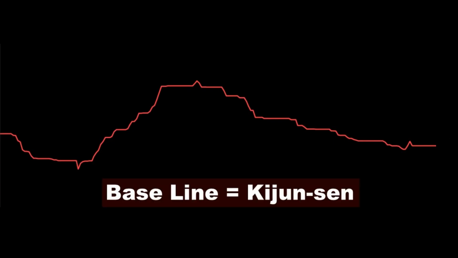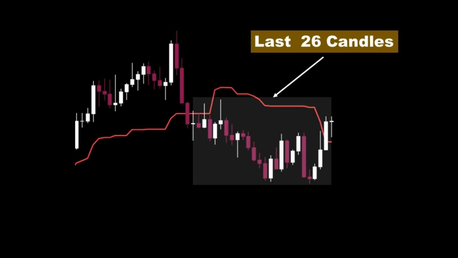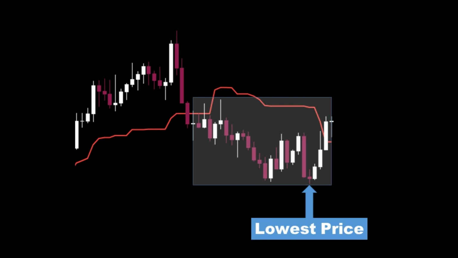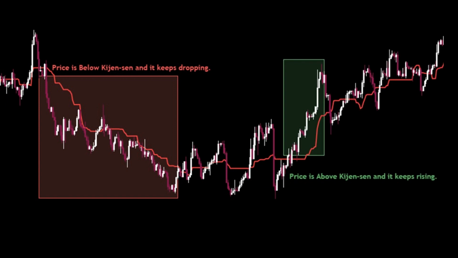Next line is Kijun-sen, which is derived by averaging the highest high and the lowest low for the past 26 candles. Also called the base line and shown as a red line, this is a confirmation line, a support and resistance line, and can be used as a trailing stop line. The Kijun-sen acts as an indicator of future price movement. If the price is higher than the red line, it could continue to climb higher. If the price is below the red line, it could keep dropping.